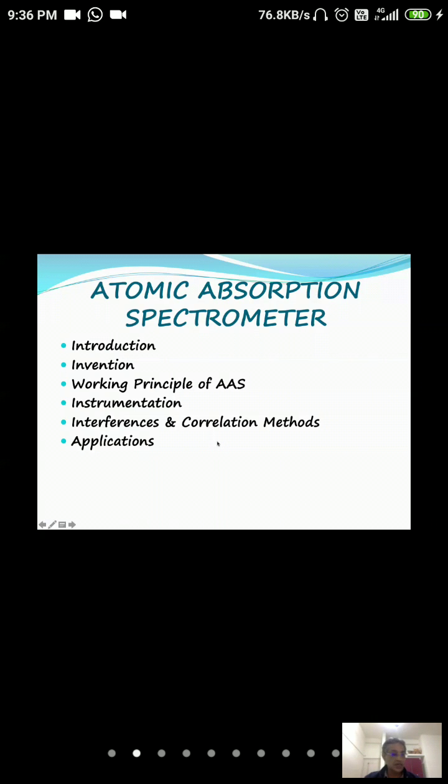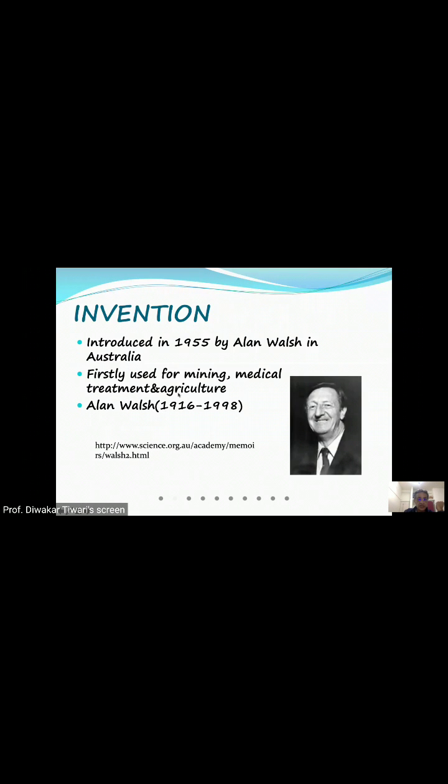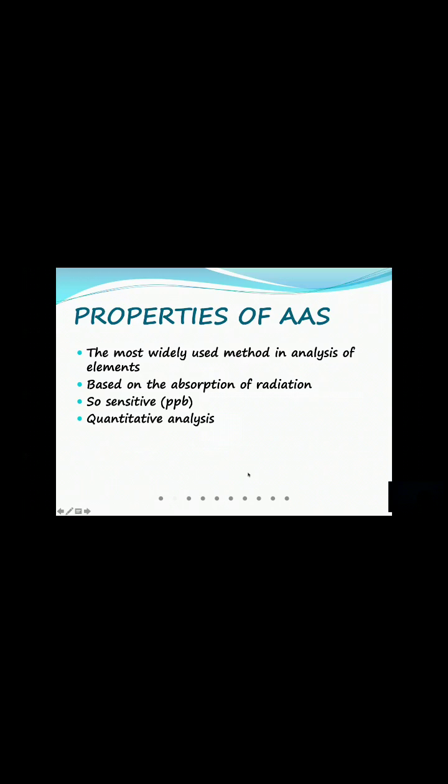So this is the atomic absorption spectrometer: introduction, invention, working principle of AAS, instrumentation, interferences and correction methods, applications. All of it is included here. As you know, it was introduced in 1955 by Alan Walsh in Australia, firstly used for mining, medical treatment, and agricultural purposes and all that. And the properties of AAS: the most widely used method in analysis of elements.